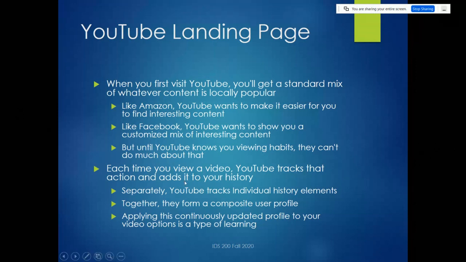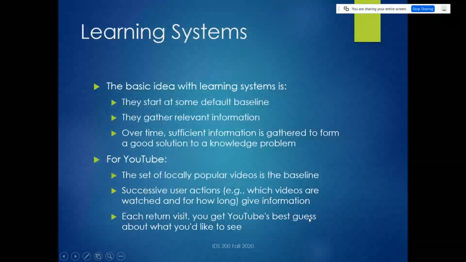So part of that is the individual history things that you've done, and of course part of it is the baseline that goes on for your region. But all that stuff together, everything you've watched, ultimately composes your profile, and that gets continually updated every time you watch something new. YouTube stores some data about you and says, oh, here's a list of things you're interested in. They can apply that to show you new videos, and that's a kind of learning. So YouTube is learning about you in order to show you better options.